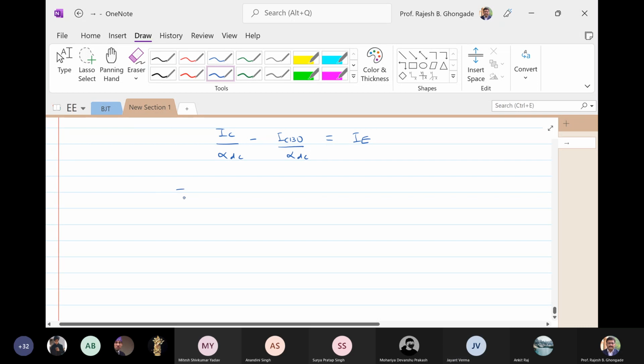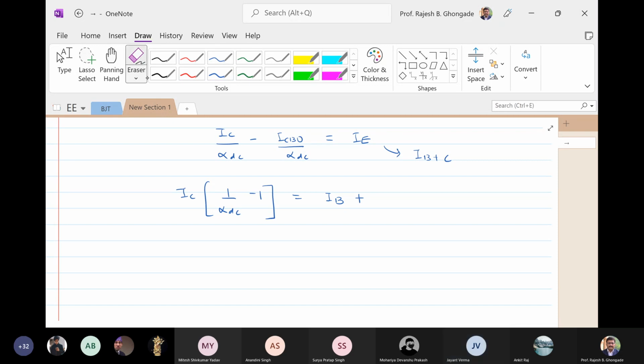Yes, sir. I can have IC into (1 divided by alpha DC minus 1) equal to, now I'm going to break this down into IB plus IC. So IB, तो वो -1 कैसे आएगा? वो तो ICBO है ना? LHS में IC और ब्रैकेट में आपने 1/alpha DC -1 किया है. I jumped a step, so that is the reason why you're not able to understand.